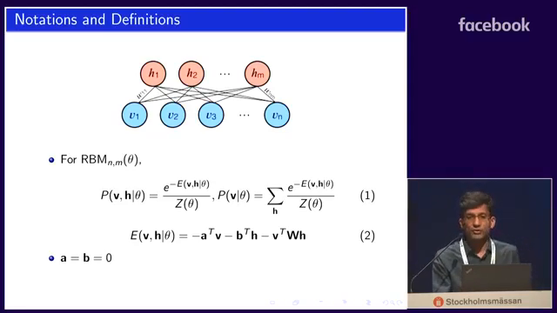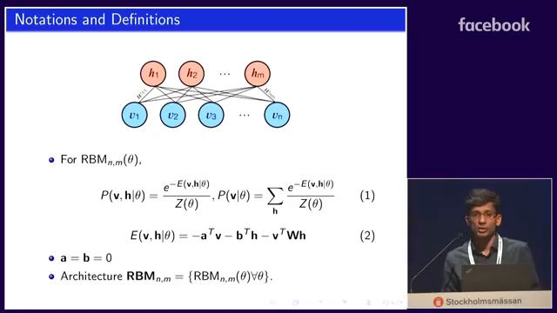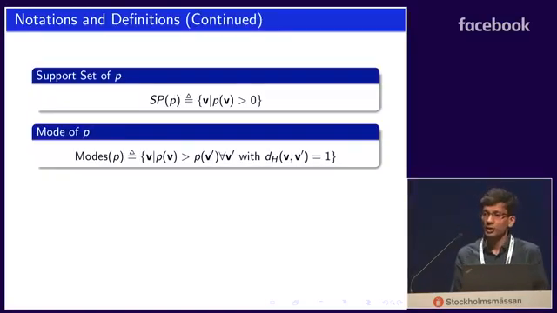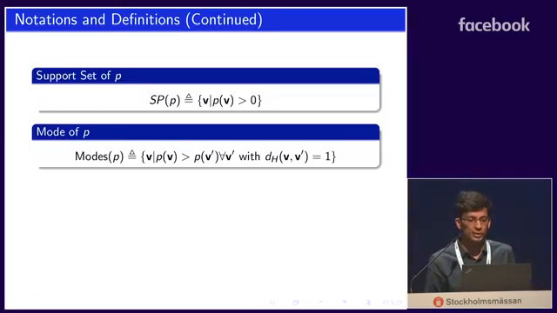We are interested in measuring the representation power of an RBM architecture. Towards that end, we denote the set of all RBMs with n visible units and m hidden units by the architecture RBM(n, m). Similarly, for a multi-layer DBM with L layers, we denote that by RBM(n, m1, m2, up till mL). For a given distribution P, we define the support set to be those vectors that are given non-zero probability by the distribution, and the modes of P to be the local maxima of that probability distribution.